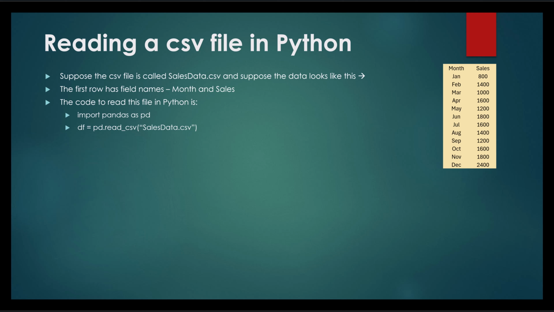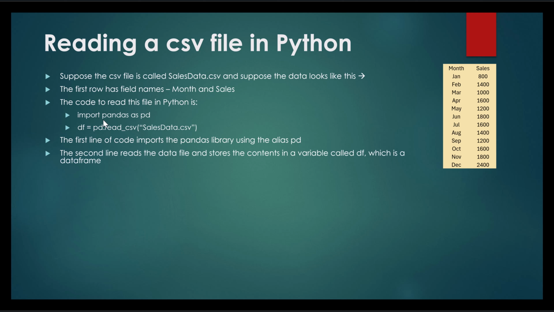df is just a variable. It's short for data frame. You can call it any valid name. You don't have to call it df, but typically in Python, people use df as a variable name whenever they are reading a CSV file using pandas. The first line of code imports the library, and the second line actually reads the CSV file and stores the content in a variable called df.